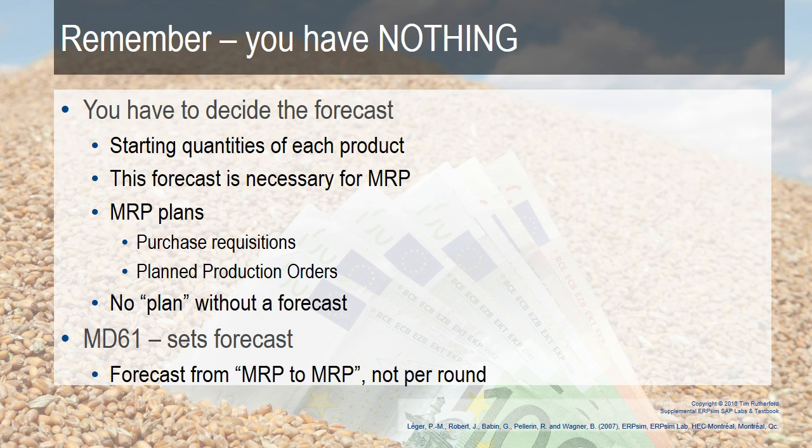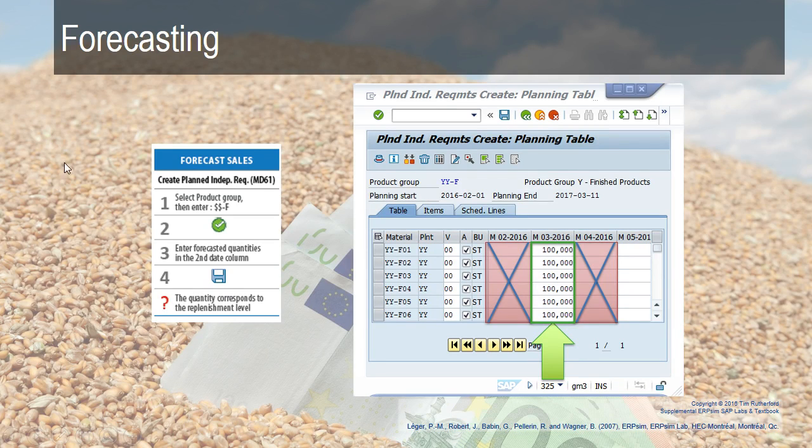In thinking this through, the forecast is from MRP run to MRP run. So if you run MRP every 5 days, you're saying, I want to have it at this level every time I run it. So if it's every 5 days, whatever you sold from the time you ran MRP the last time to this time, that's what it's going to order, is the difference. So this is from the job aid, MD61, quick instructions. So it tells you to go into the product group, $$-F, and click enter, and then you're going to put in the forecast. How much do you want per unit?